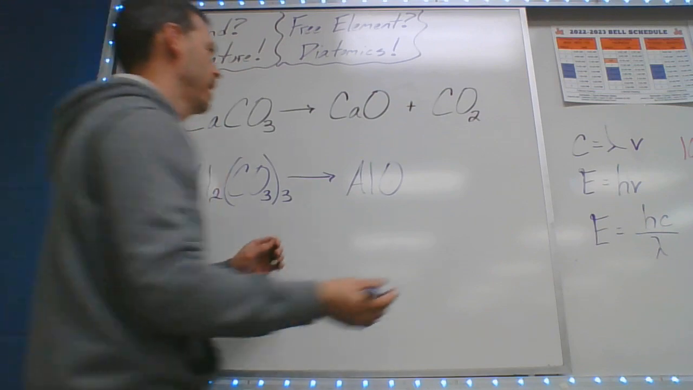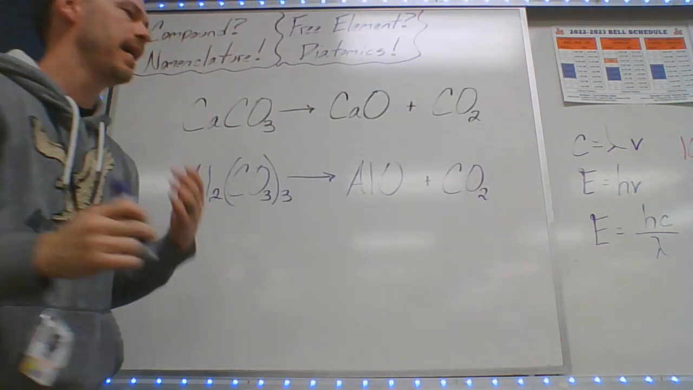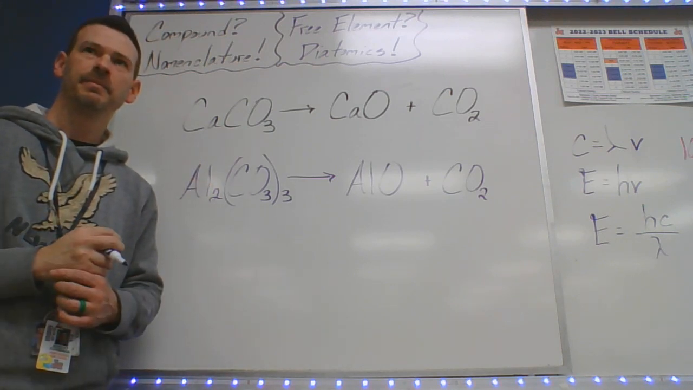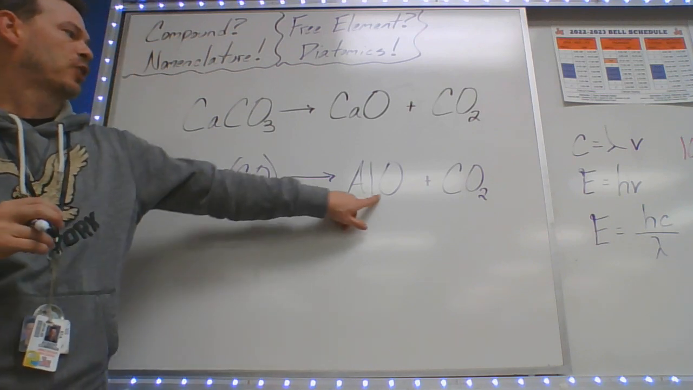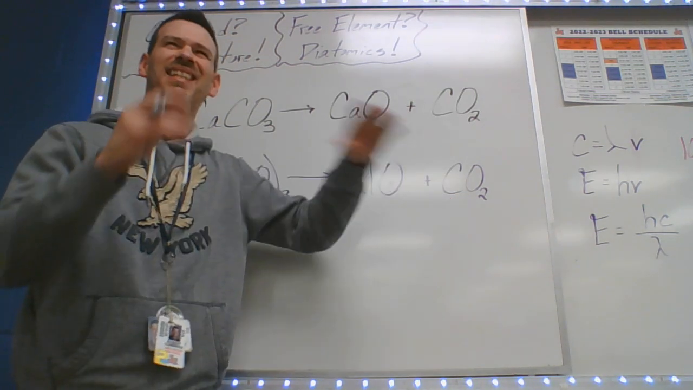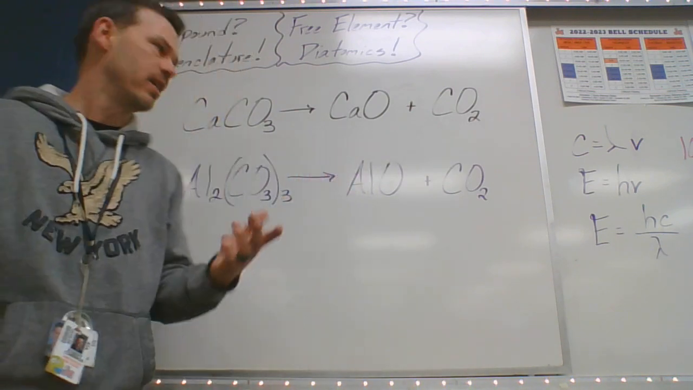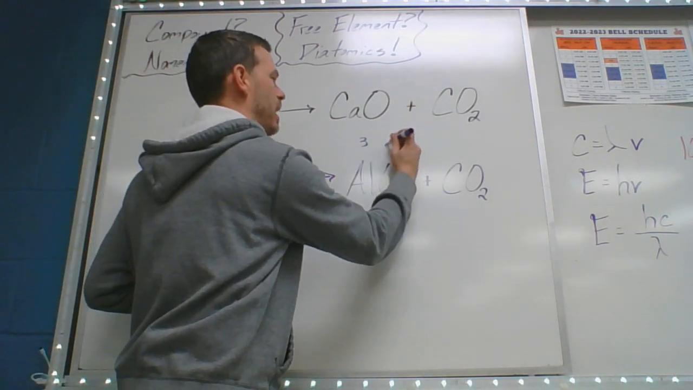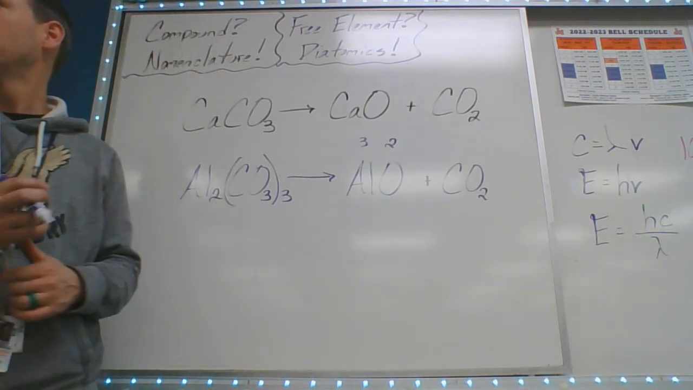What's the other product, anybody? CO2, because it always is when carbonates decompose. You don't have to check charges on him because it says carbon dioxide and that's covalent. But check the other charges and you'll see that it's +3, -2 in crisscross.